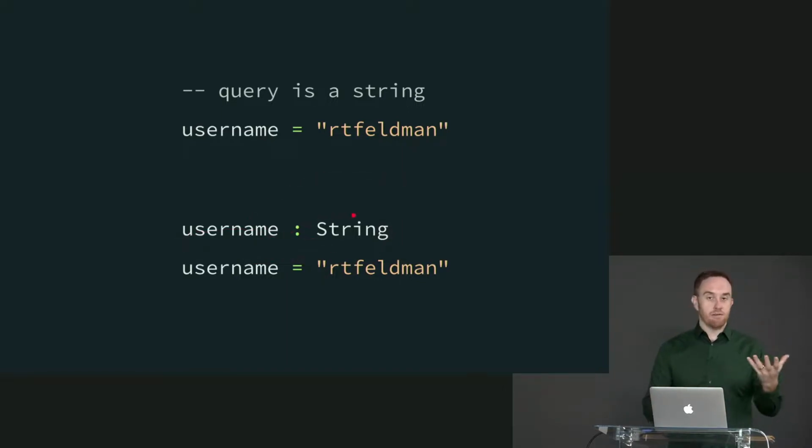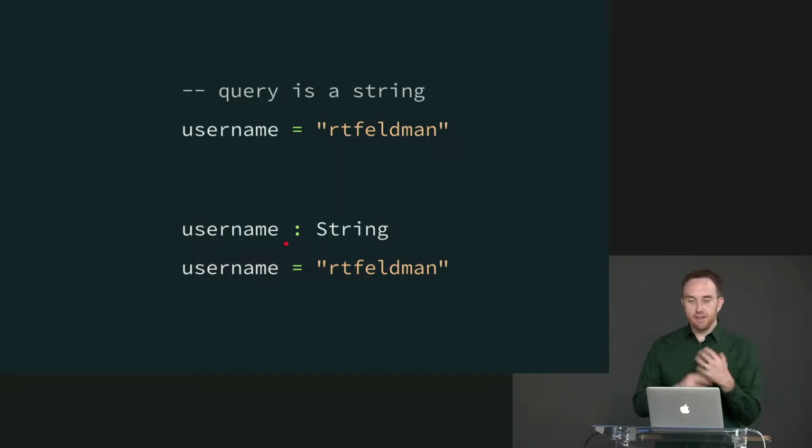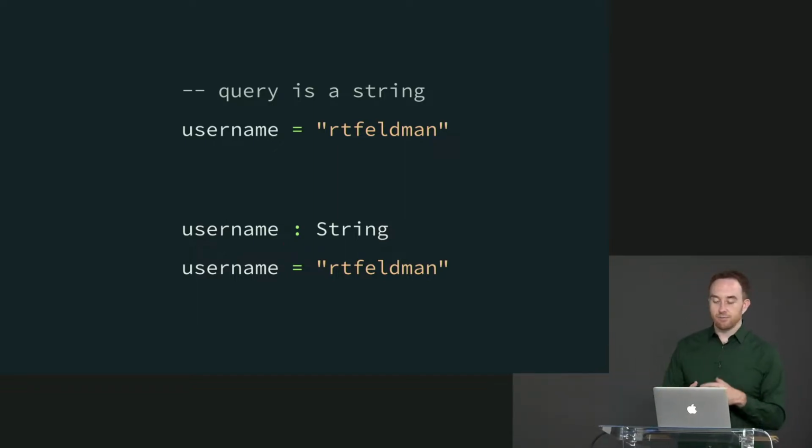Like I did Java programming for many years earlier in my career, and I would have to write out type annotations all the time. Whereas Elm does type inference. It figures out what all the types are, and it'll tell us about errors regardless of whether or not we actually put these annotations in there.